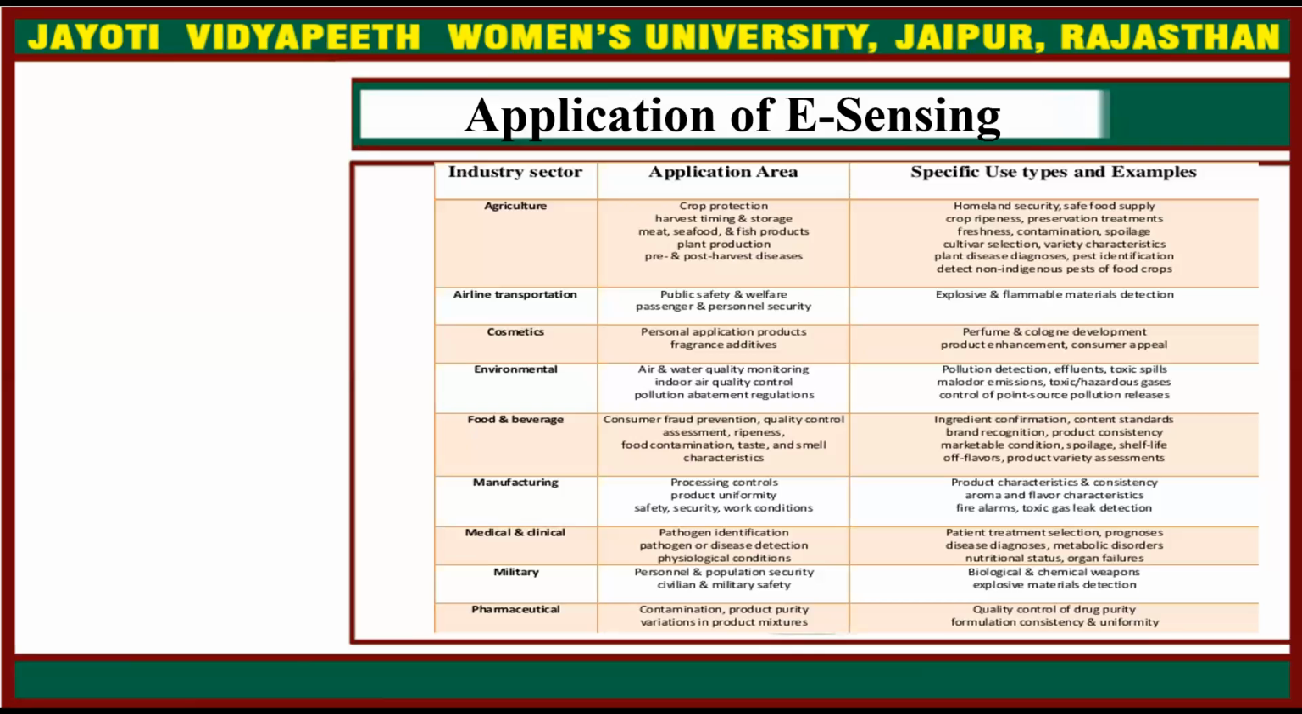In the medical and clinical industry, pathogen identification, pathogen or disease detection, and physiological conditions are used for patient treatment selection, prognosis, disease diagnosis, then metabolic disorders, nutritional status, and organ failures. Military: personnel and population security, civilian and military safety, biological and chemical weapon and explosive material detection. Pharmaceutical is used for contamination and product purity, variations in the product mixtures. Examples are quality, product control of drug purity, formulation, consistency and uniformity.